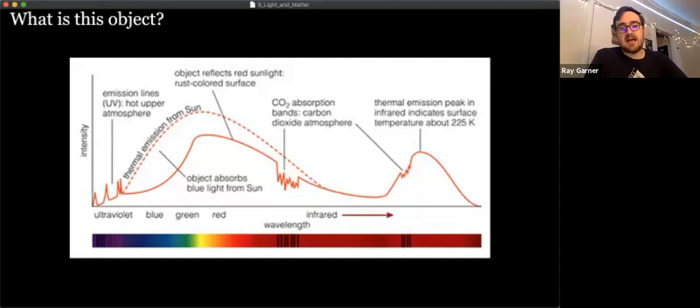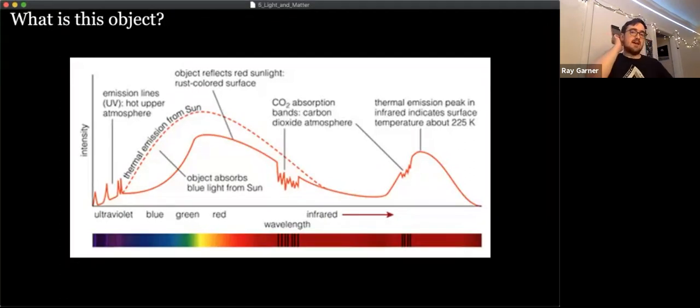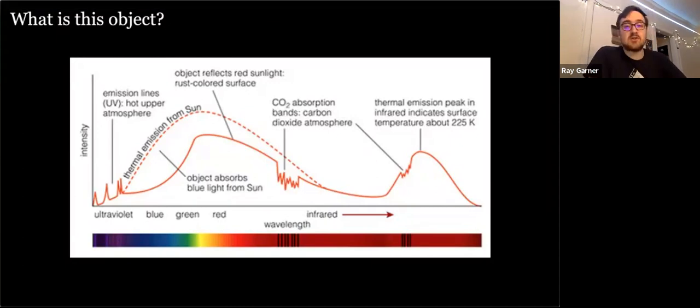We've got some absorption bands here in the near infrared and the far infrared. Those are caused by carbon dioxide. So it must have some carbon dioxide in the atmosphere. And then we've got a peak up here. This is the thermal emission peak in the infrared, which means that its surface temperature is about 225 Kelvin. So what object is this? I'll give you a hint. It is in the solar system.